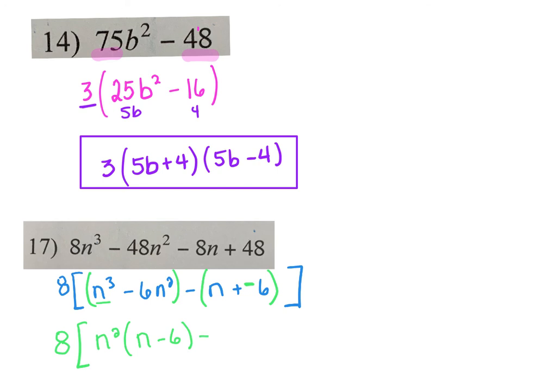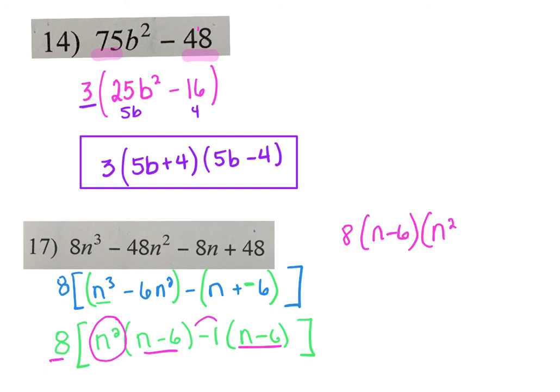This next group, if you do not have anything in common, what do I put out there when I'm doing it by grouping? What do I put there if I don't have anything in common? A 1, right? A 1. n minus 6. All right. And so then my next step is to take this 8, my group that is in common, and then what's left over, n squared minus 1. Now, the reason I chose this one is because n squared minus 1 is a special case.